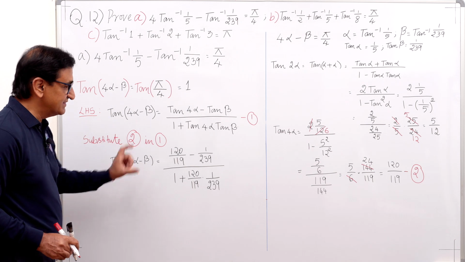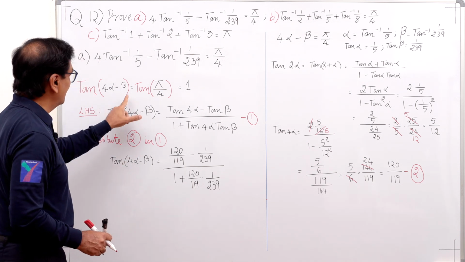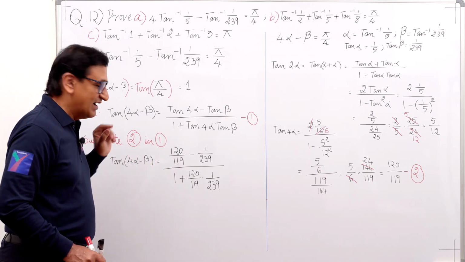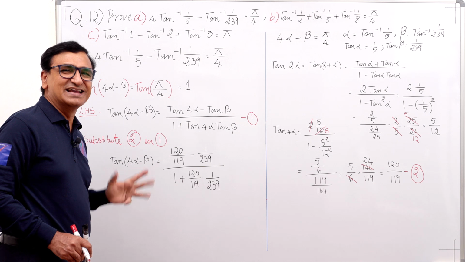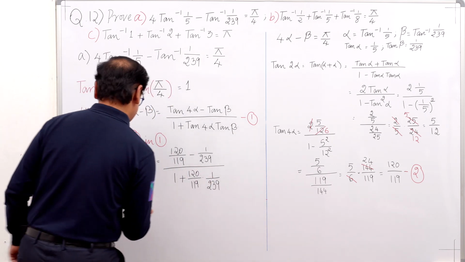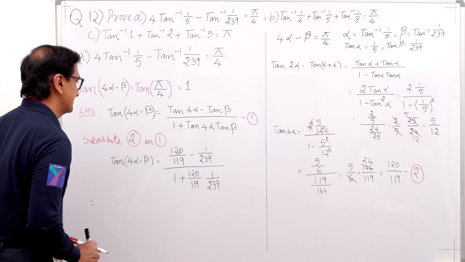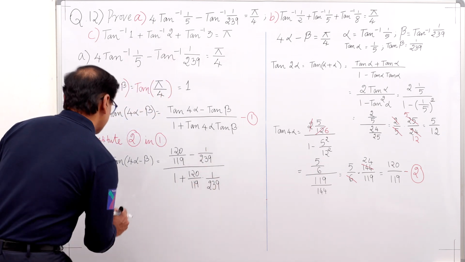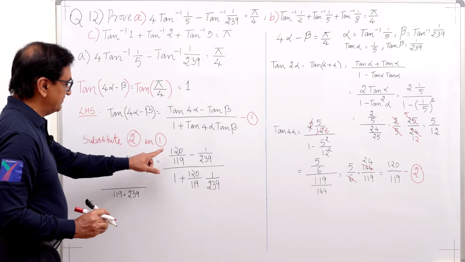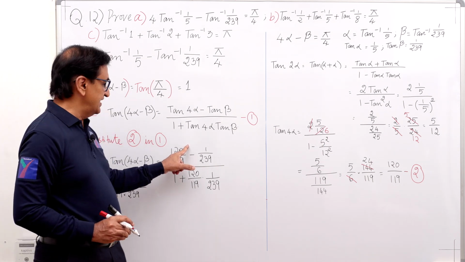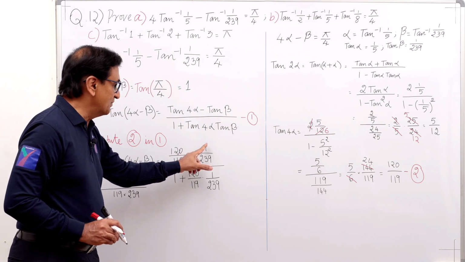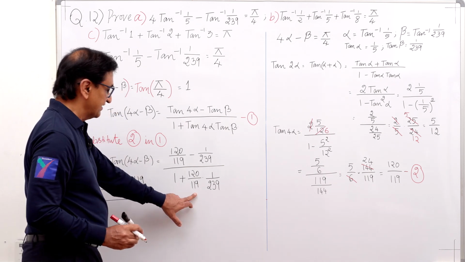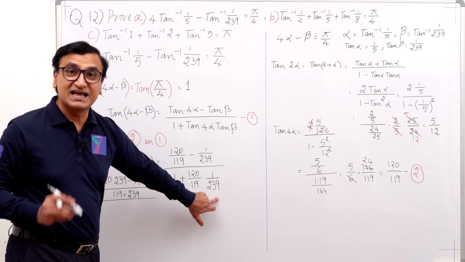Remember, we have to prove that this equals 1, because this equals tan pi by 4, which equals 1. Are we seeing 1 here? I don't see 1 here. Let's see. So this equals, let me take 119 multiplied by 239 as the common denominator. So we have 120 multiplied by 239 minus 1 multiplied by 119. The whole thing again has 119 multiplied by 239 as the common denominator.